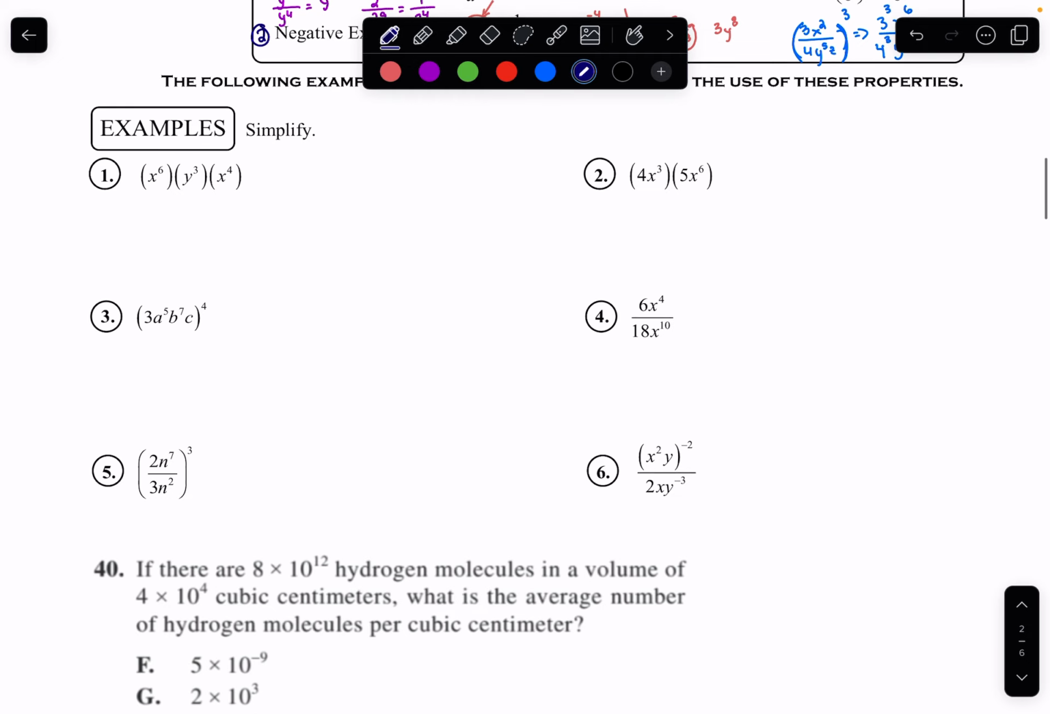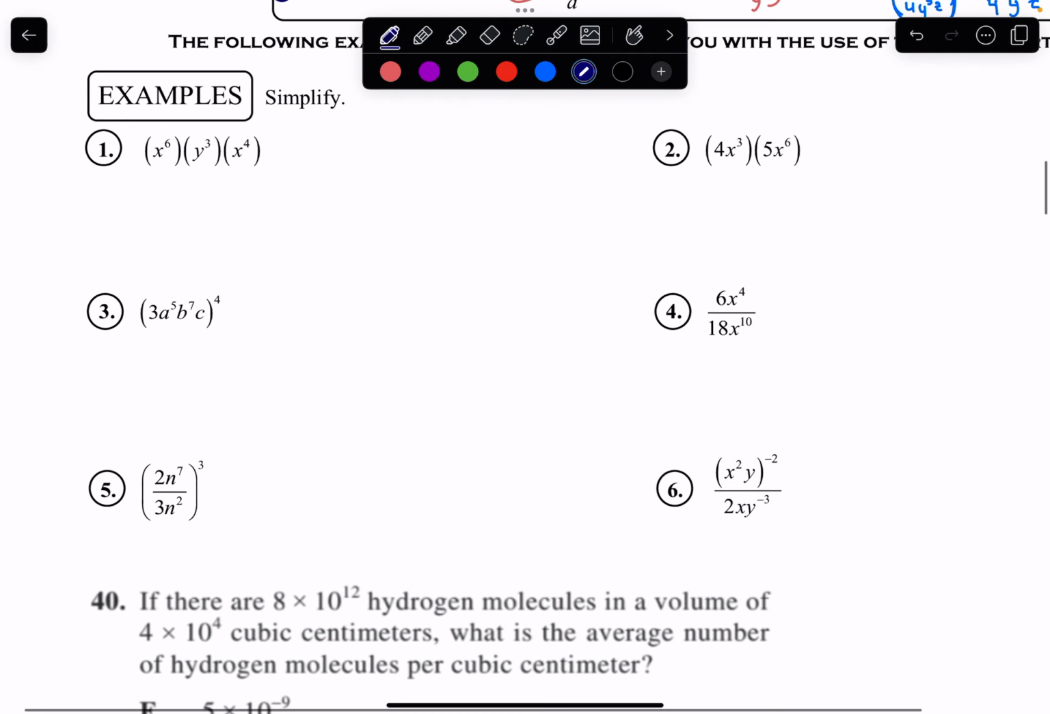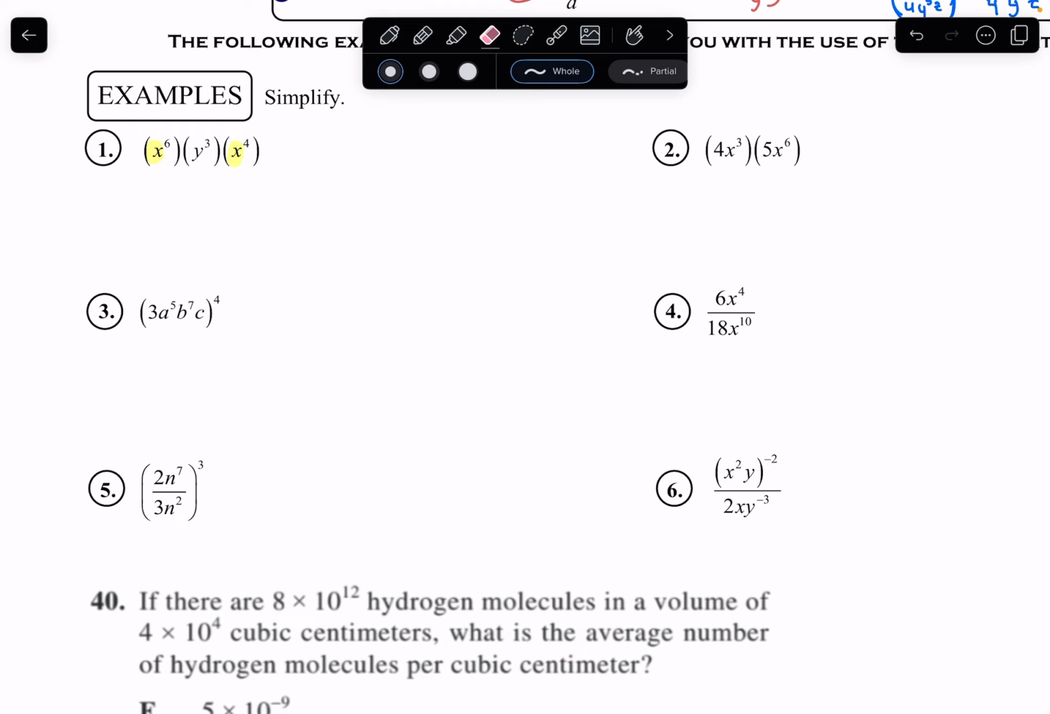So let's try these. Example number 1. There are no exponents on the outside of parentheses, so I don't need to worry about that. All I have is 3 different numbers getting multiplied together with exponents. So no negatives, that's good. I'm looking for things that have the same base. This has a base of x, this has a base of x. So I can combine those together, and those x's combine to be x to the 10th power because I add the exponents. Now the y, there is no other y's, so it just gets tacked on here at the end by itself. Okay?